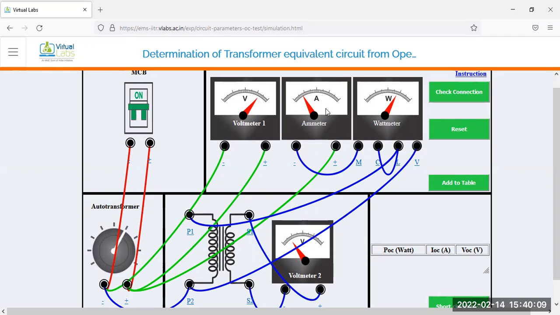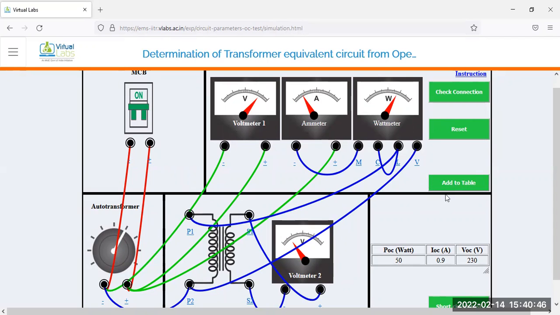During the no load test, the current drawn from the supply is indicated through this ammeter, and the power consumed is indicated with the help of the wattmeter. It may not be directly measured from the contact view, so just click here, add to the table. Whatever reading is indicated here will be shown on the table directly.